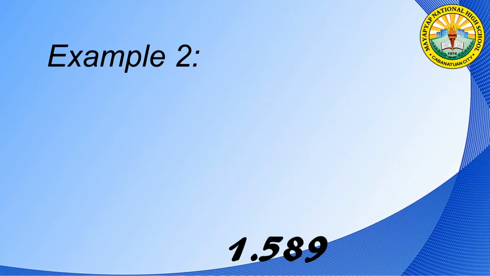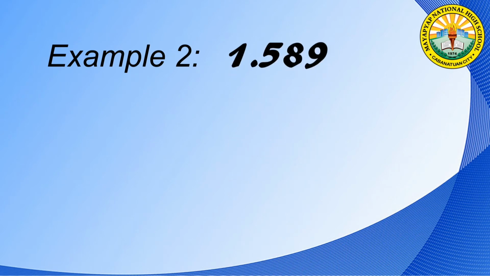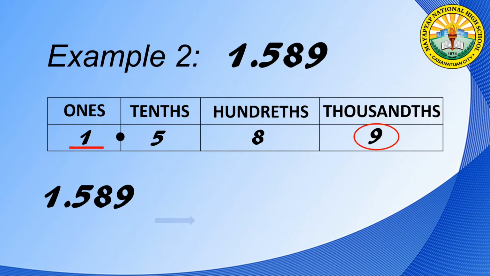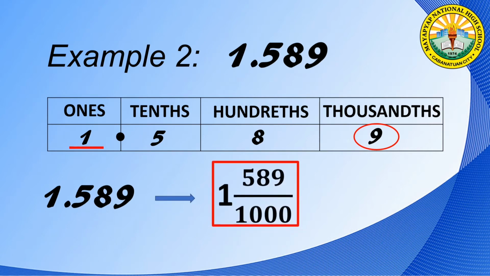Another example, 1.589. Using the place value chart, 1 is in the ones place, 5 is in the tenths place, 8 is in the hundredths place, and 9 is in the thousandths place. In the decimal given above, the last digit is 9, and 9 is in the thousandths place. Therefore, the denominator is 1000. The whole number 1 should be placed before the fraction. Hence, 1.589 is 1 and 589/1000 in fraction form.